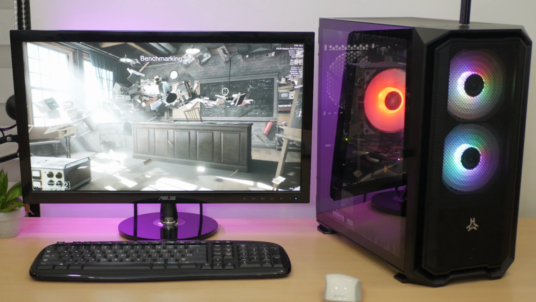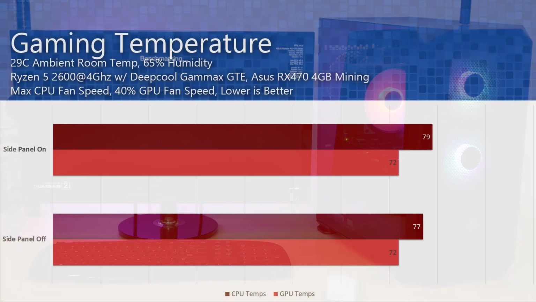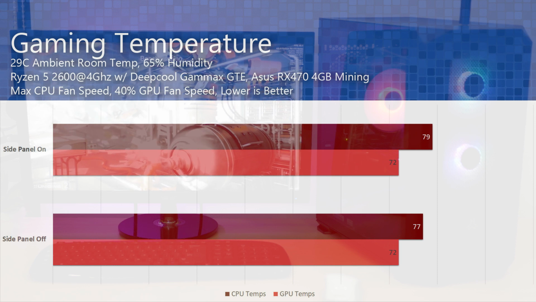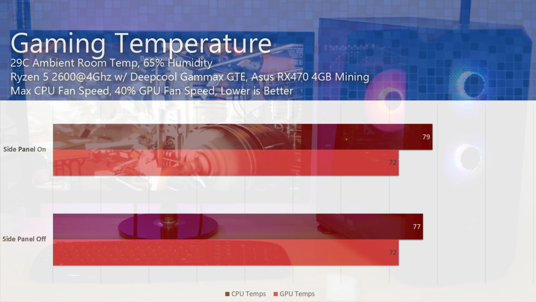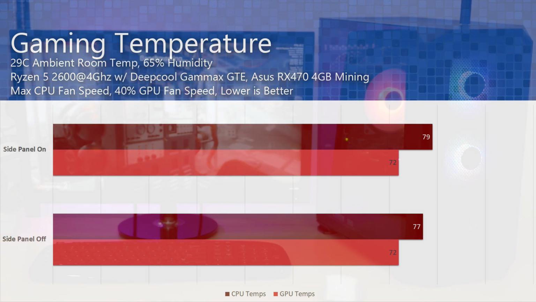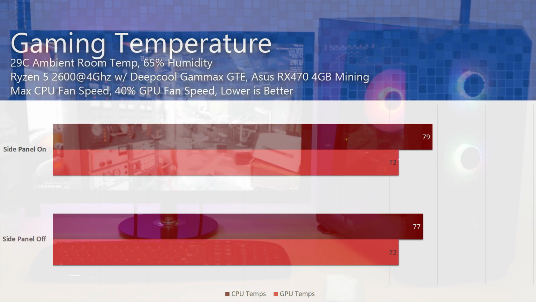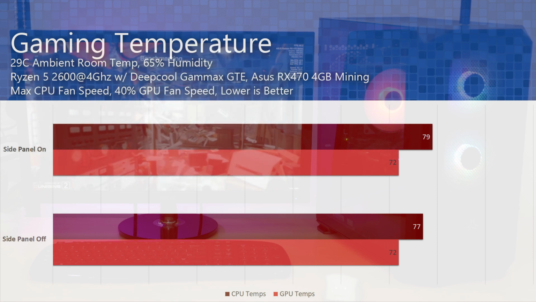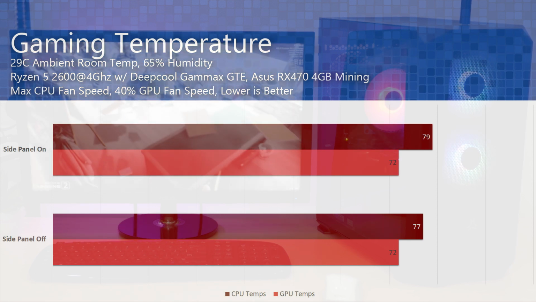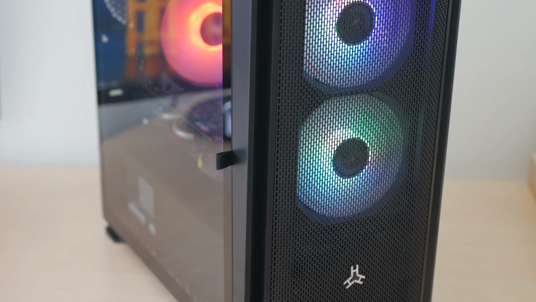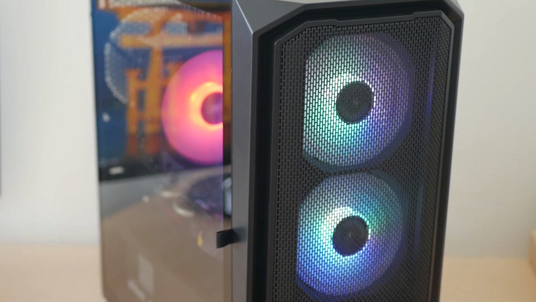As for CPU and GPU temps, with the side panel on, my overclocked Ryzen 5 2600 only peaks at 79 degrees Celsius while my RX 470 is just around 72 degrees Celsius. Removing the side panel, we could see an improvement of 2 degrees for the CPU, while the GPU surprisingly has no change.